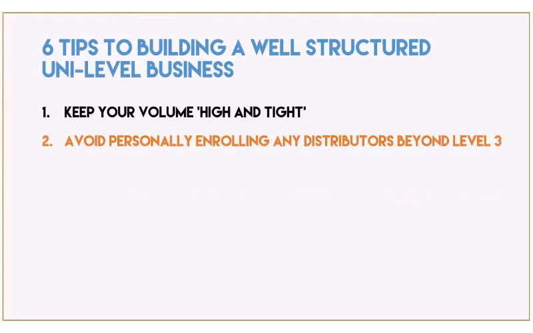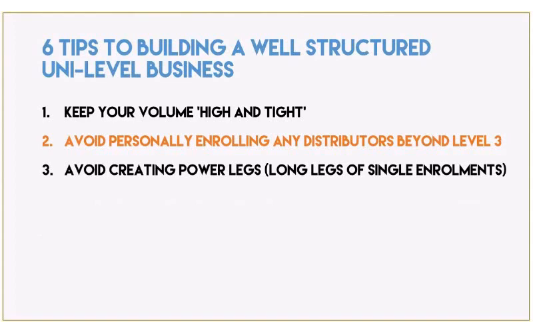Tip number 2 is to try to avoid personally enrolling distributors beyond level 3. So I guess the tip here really is to make sure that when you personally enroll distributors, you're enrolling them on levels 1, 2, and potentially level 3. Try to avoid pushing them further down within your organization, because you're only going to be pushing the volume further away from you, which, according to tip number 1, you want to try to avoid.